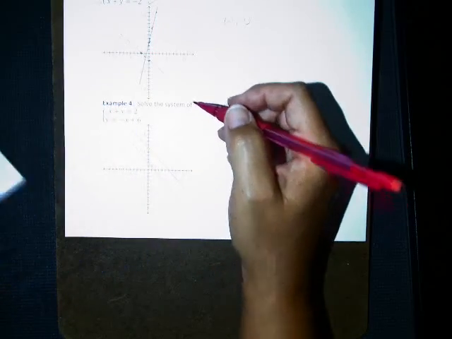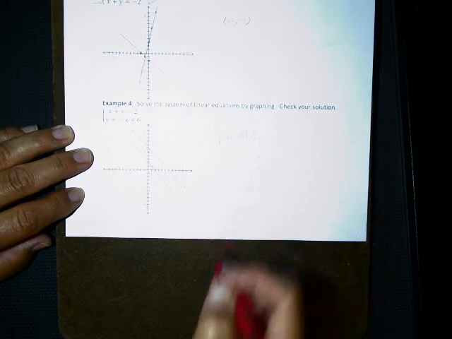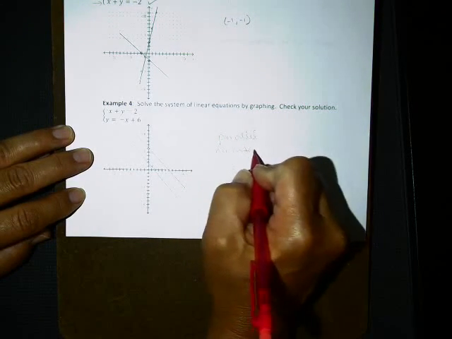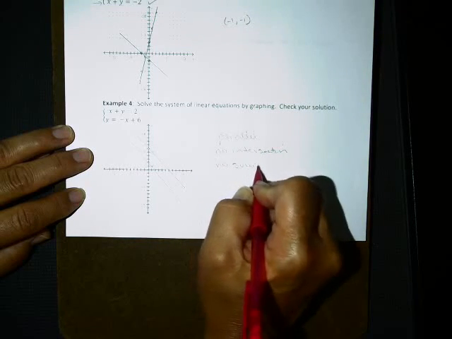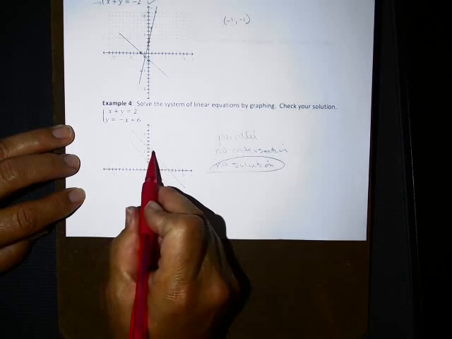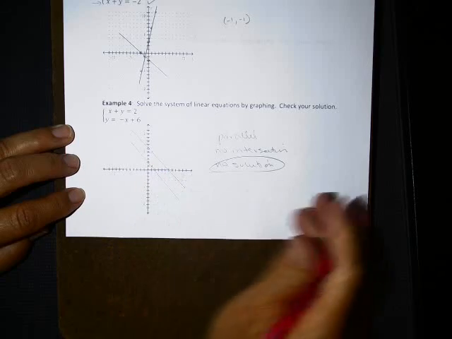So this is a special case where the lines are going to be parallel. And since they're parallel, there is no intersection point, which means that there is no solution to this system. So this is a special case where they're both going down 1 over 1 for their slope, and there is no solution.